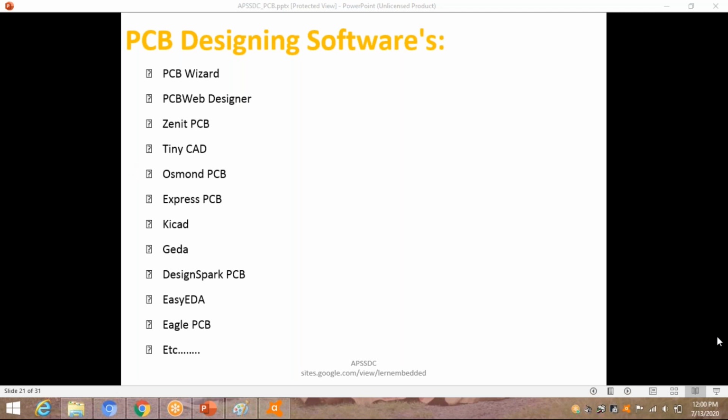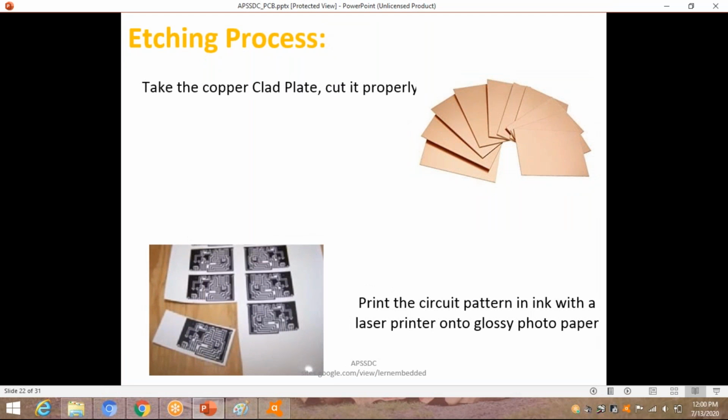Okay, these are the different softwares. Coming to the next slide. This is the manual process for making PCBs. Guys, please pay attention. This is the manual process. This is not what they do in manufacturing companies. This is the manual process where PCBs are prepared at homes.